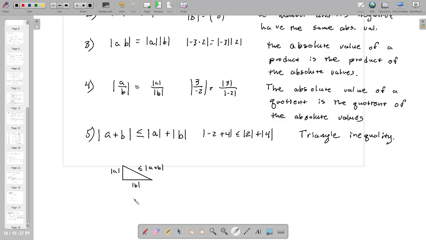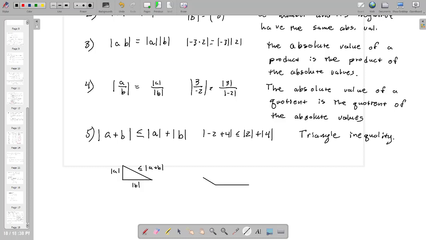It's where the saying comes from, the shortest distance between 2 points is a straight line. If I were to go from here to here, it would be faster to go along the diagonal than to go along b and then along a. Along b and then a would be the same thing as a plus b versus just the diagonal, which is shorter, less than or equal to a plus b. Now, a plus b is exactly this distance plus this distance.